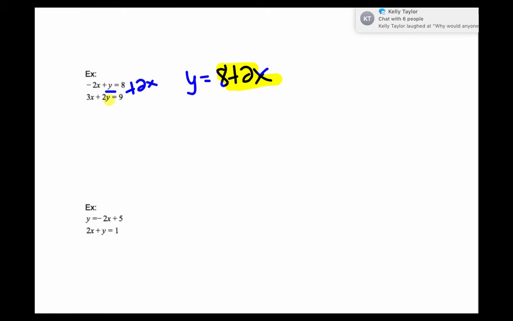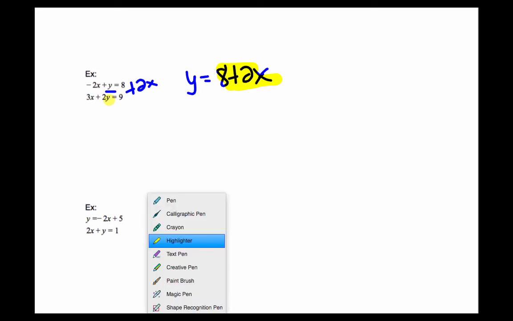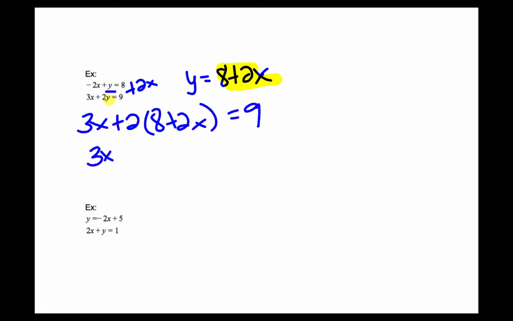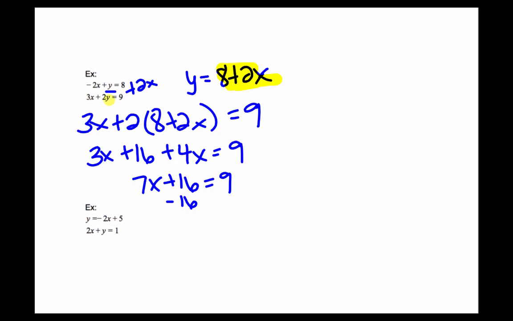All right, so 3x plus 2 times, this is what I'm substituting, 8 plus 2x equals 9. So now I'm going to distribute. 3x plus 16 plus 4x equals 9. Combine like terms, I get 7x plus 16 equals 9. Subtract 16 on both sides. 7x equals negative 7.